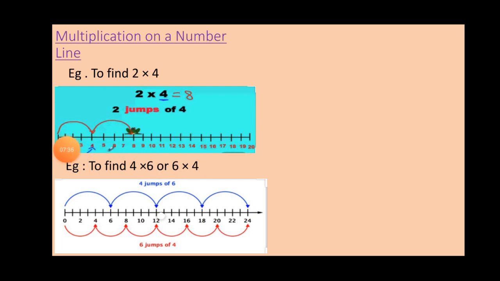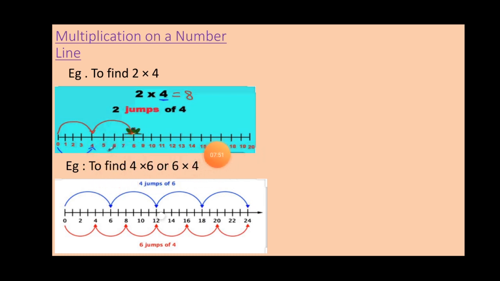Then we have taken the first jump right from the point 0 and we have reached the unit 4 first time, and then when we take the second jump of 4 units again, that will take us to the 8. Okay, this is how we have done the multiplication.